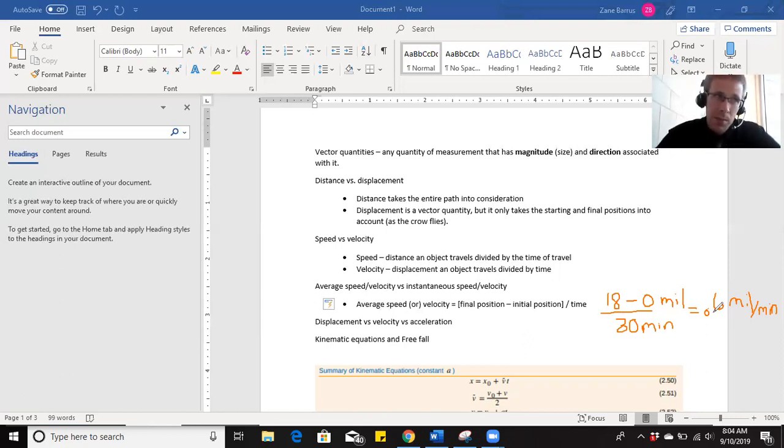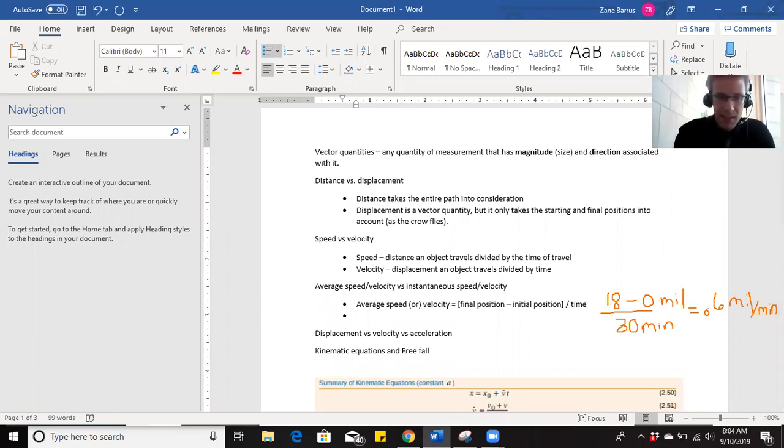No. I could have run into traffic. I could have sped up a little bit after that traffic to get to school on time. So the average is just your final minus your initial over your time. Okay. Let's talk about instantaneous though. Remember, this bullet point we're covering right now is talking about the difference between average speed or velocity versus instantaneous speed or velocity?